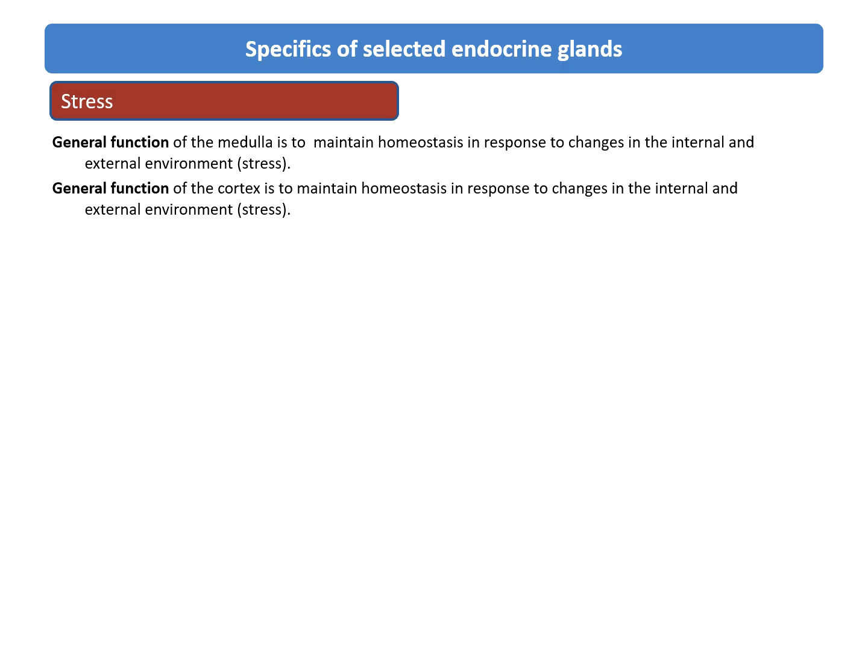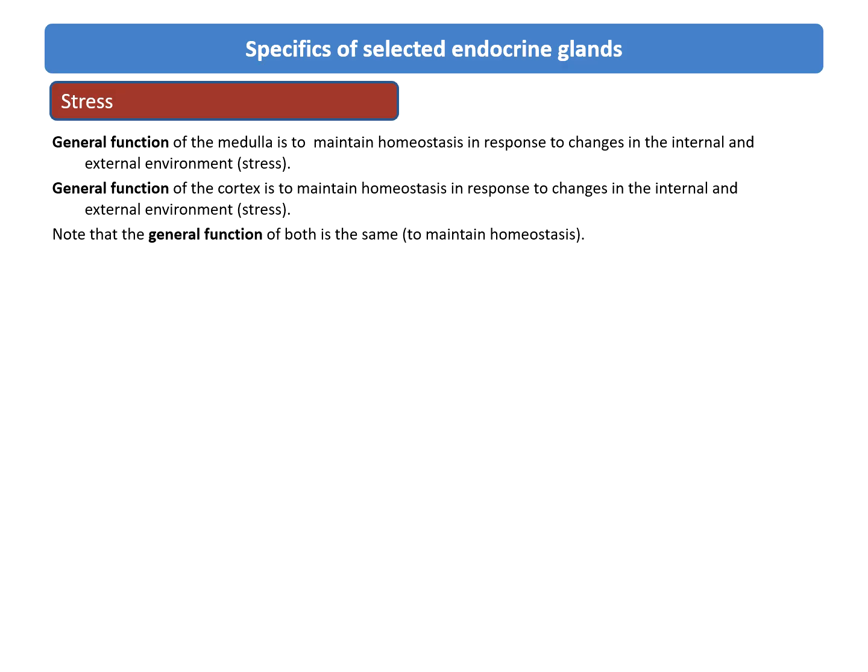internal and external environment. Such changes are referred to as stress, anything that's a little different from the normal. On the other hand, the general function of the cortex is to maintain homeostasis in response to changes in the internal and external environment, stress. Aha, have I made a mistake? They both sound the same.